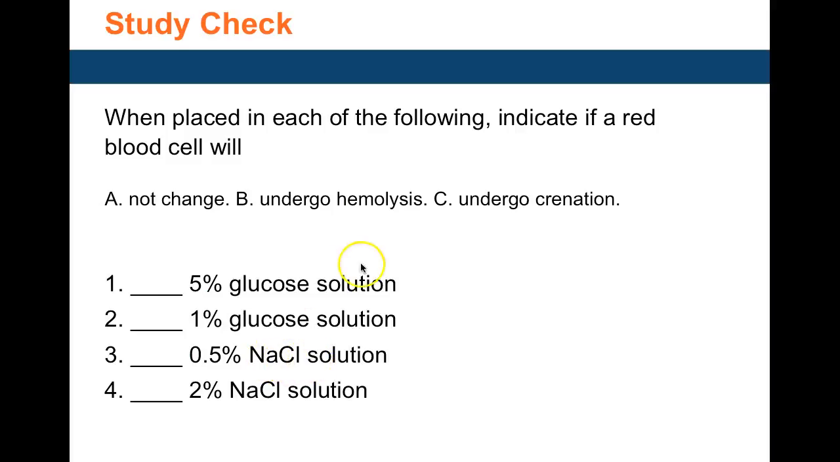0.5% NaCl is again hypo, so it should swell up, hemolysis. And then 2% NaCl is way above the 0.9%. So water should come out of the cell, so that would be undergo crenation.